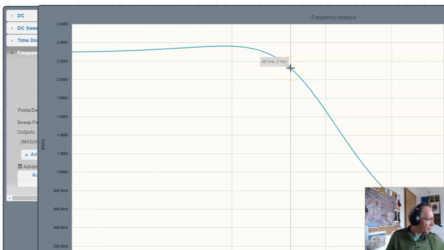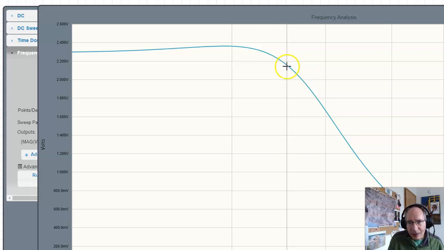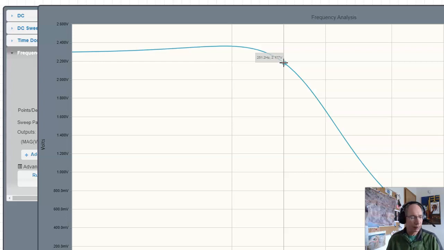So if I take 2.177 over 2.3, the gain is 94% of the DC gain. The gain should be at least 0.9, so that works.